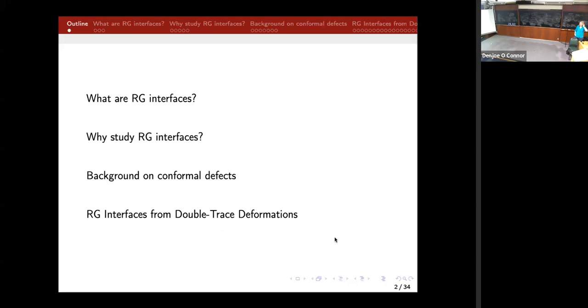The last project I did during my PhD was on RG interfaces. I wanted to discuss what those are, give some background on them, since they're a type of conformal defect, which is what I mostly studied during my PhD, and then talk more specifically about RG interfaces caused by double-trace deformations.